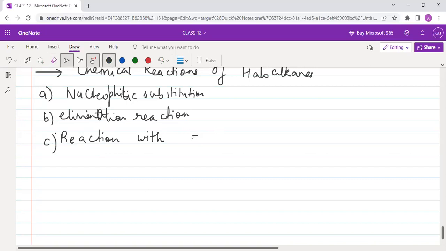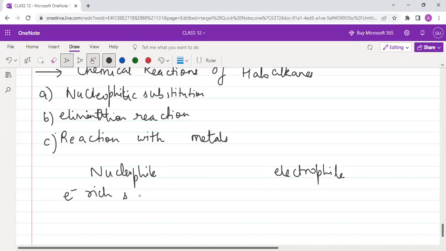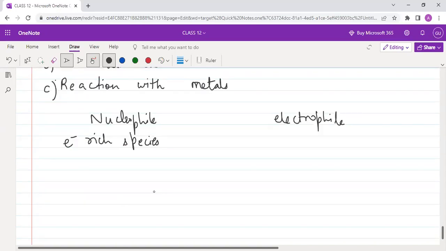So there are two species, one is nucleophile and the other is electrophile. The difference should be clear. If we have an electron-rich species, we call it a nucleophile. Nucleophiles are electron-rich species and they want to attack the center which is electron deficient. You can see Cl minus has a complete octet, 8 electrons, right? Yes, ma'am. So it is an example of a nucleophile.